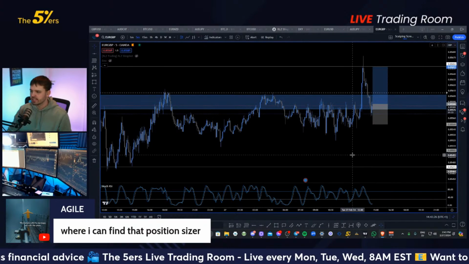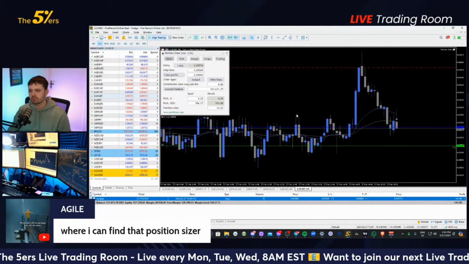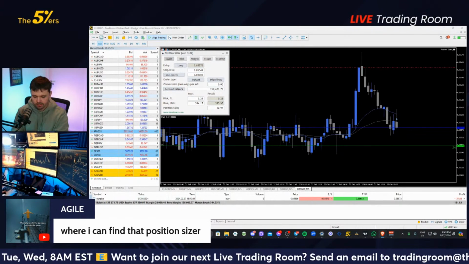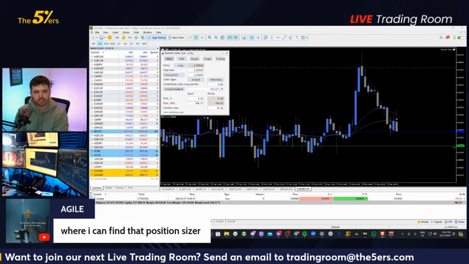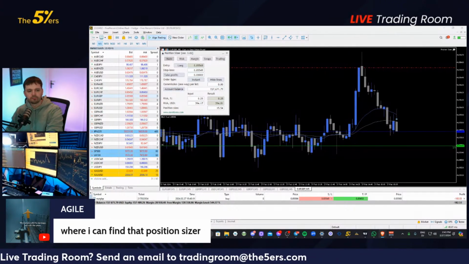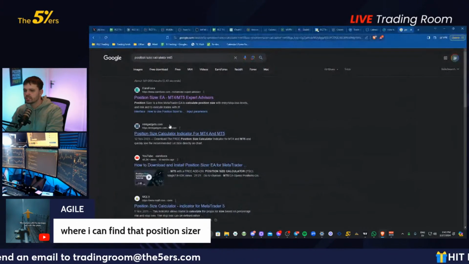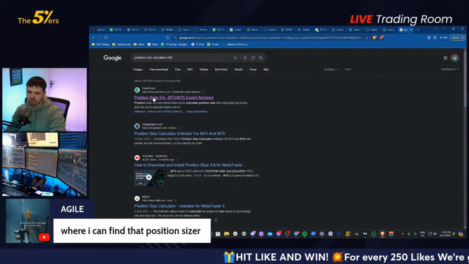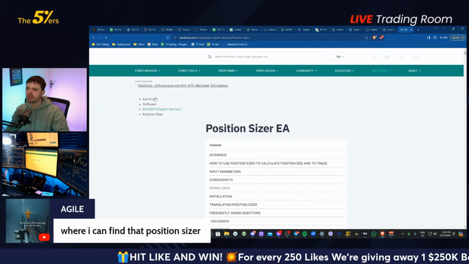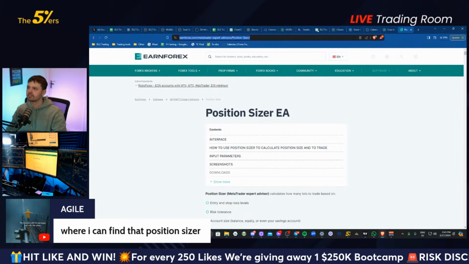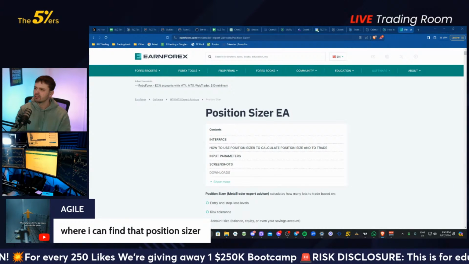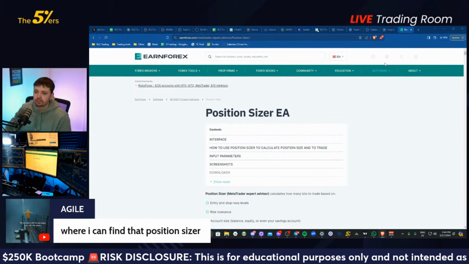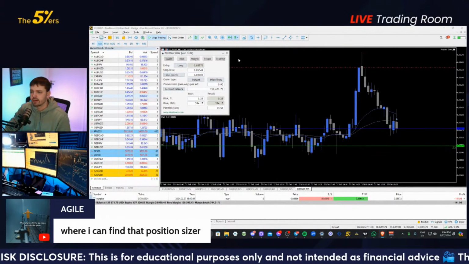Yeah, so this position size calculator for MT5, it's for MT4 and MT5. All you have to do is just Google, let's see, position size calculator MT5. If you Google position size calculator MT5, I get a site called Earn Forex right here. You can just press that one right there. I'm going to link it in the comment actually, so I'm just going to add it in the comment right there on YouTube, so you'll find it. But this is the one I use.